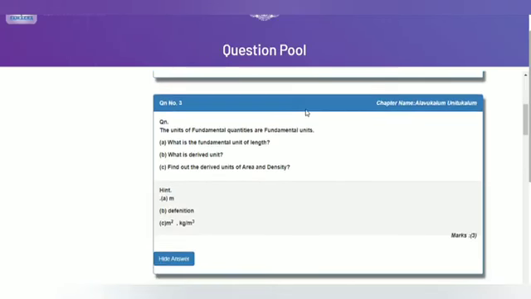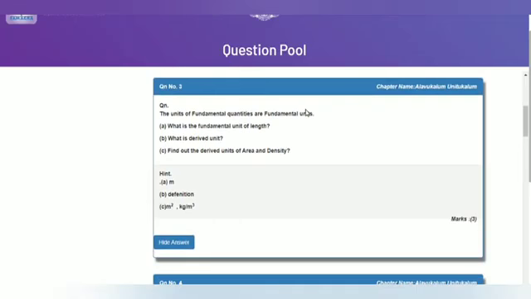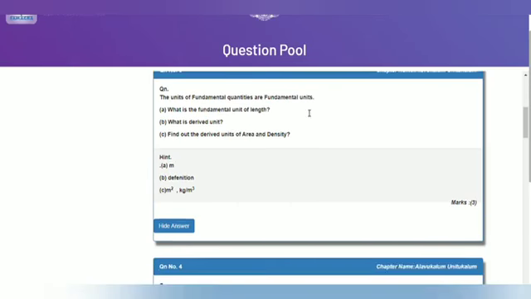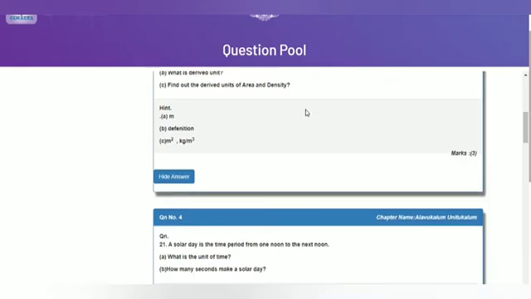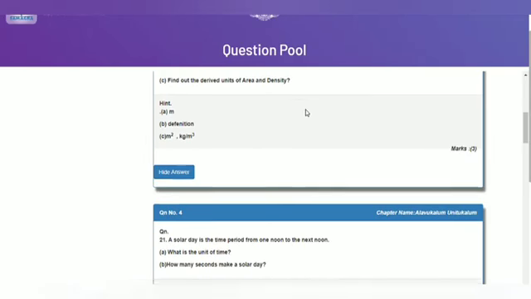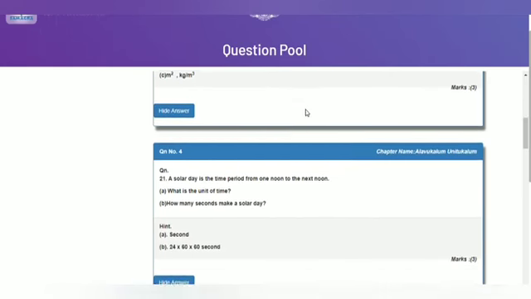Third question, units of fundamental quantities are fundamental units. What is the fundamental unit of length? Meter. What is a derived unit? It is a definition. Find the derived unit of area and density. Area: meter square. Density: kilogram per meter cube.